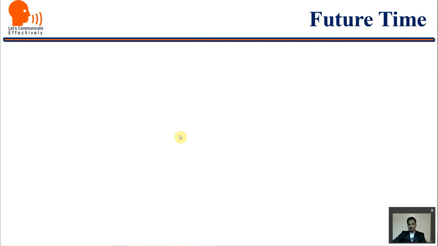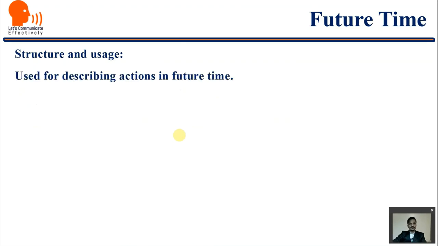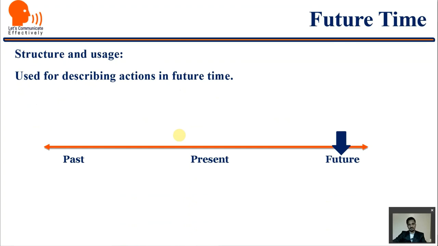Let's move to the third now: future time, referred to as future time, not future tense. Structure and uses. It is used to describe actions in future time. And the structure is like this now.